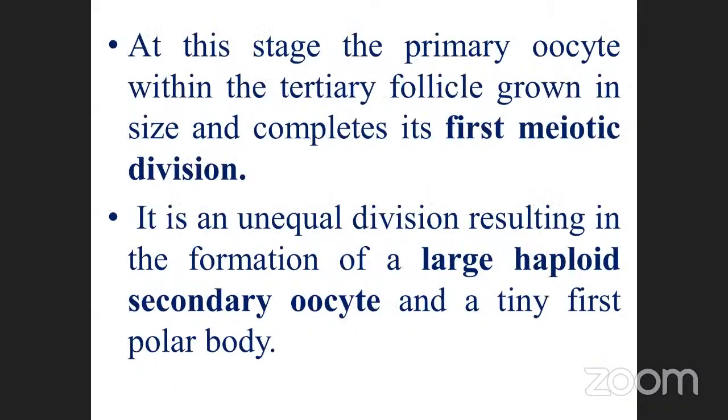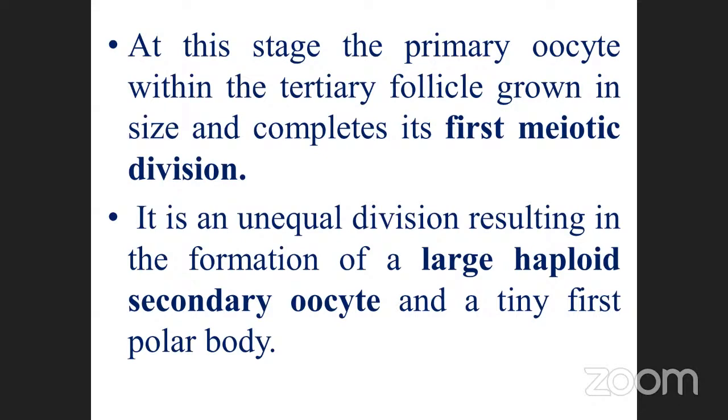It is an unequal division resulting in the formation of a large haploid secondary oocyte. After the first meiotic division, it further undergoes division, resulting in the formation of a large haploid secondary oocyte and the tiny first polar body. Already studied these things also.